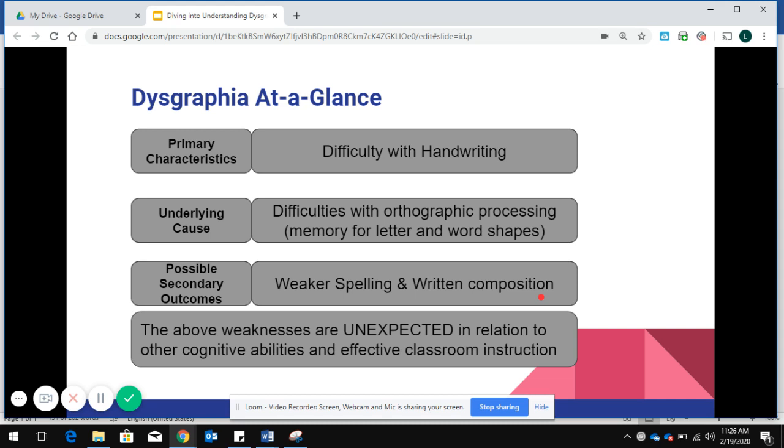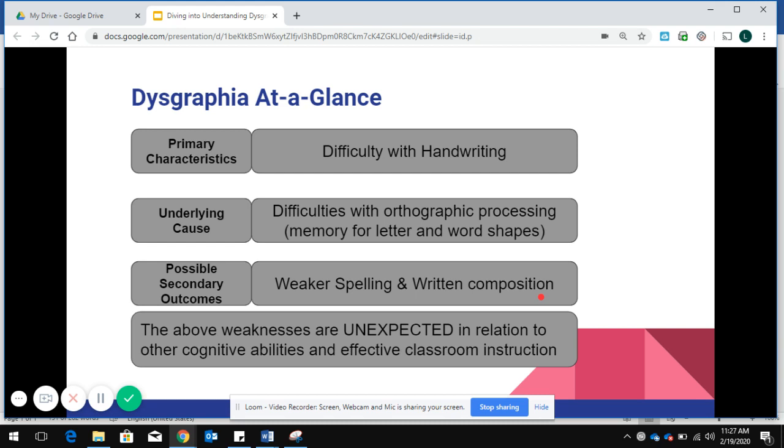All the weaknesses that students with dysgraphia present are unexpected in relation to other cognitive abilities and effective classroom instruction. And this is very important. Students with dysgraphia do very well in other areas. Typically, they're very good at math. They're very good at reading. But they struggle in those areas that involve handwriting.